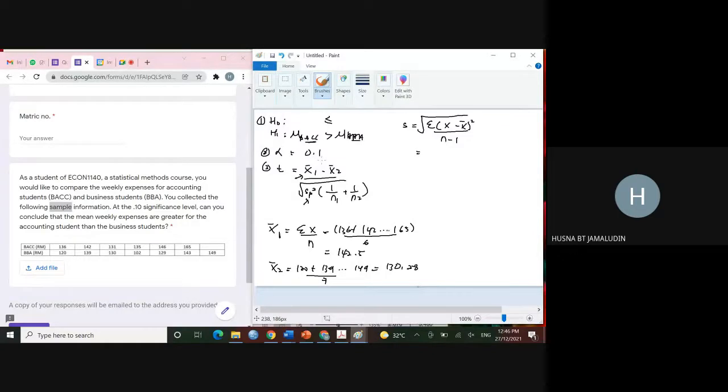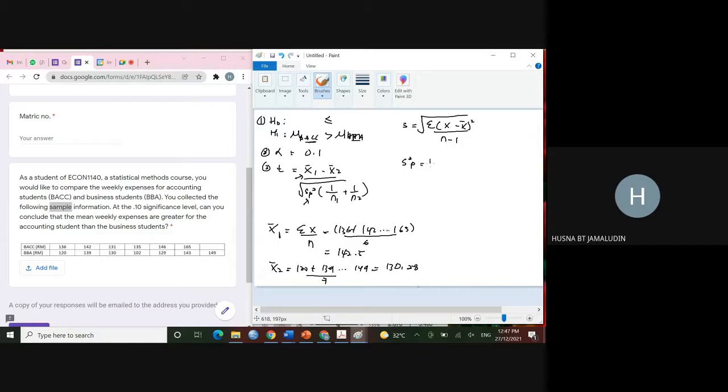I should have a different separate sheet so that I will not disturb the flow of the hypothesis. Okay, doesn't matter. Before that, I have to tell you the formula for pooled variance before we compute the variance. Let me delete this first. So this is pooled variance.